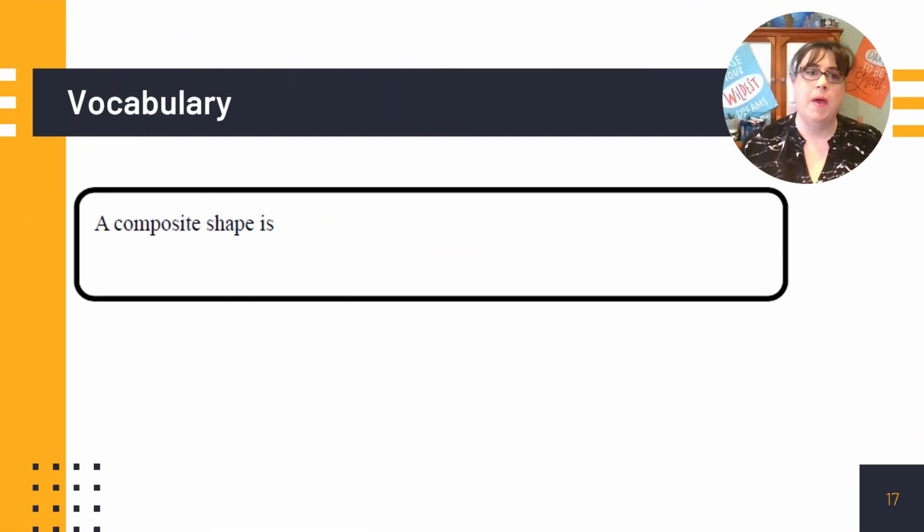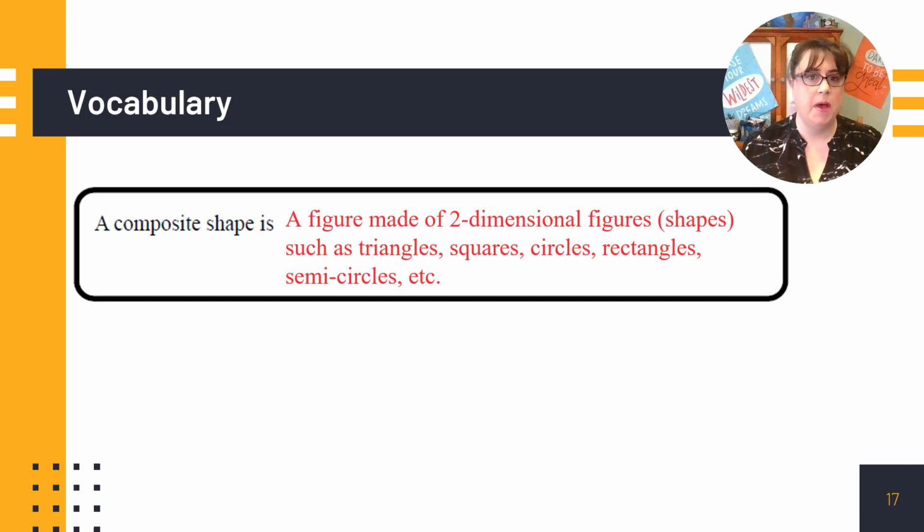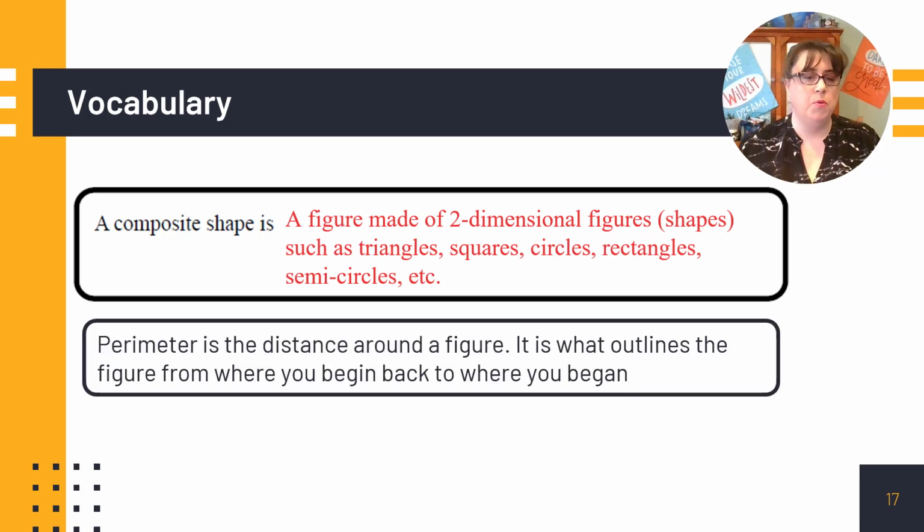To begin, let's talk about what a composite shape is. A composite shape is a figure made of two-dimensional figures or shapes, such as triangles, squares, circles, rectangles, or semicircles. The perimeter is the distance around a figure. It's what outlines a figure from where you begin back to where you begin. So if you walked around a figure, or if you think about when you play your video games and you're checking the perimeter, that's what a perimeter is, checking that outside area.